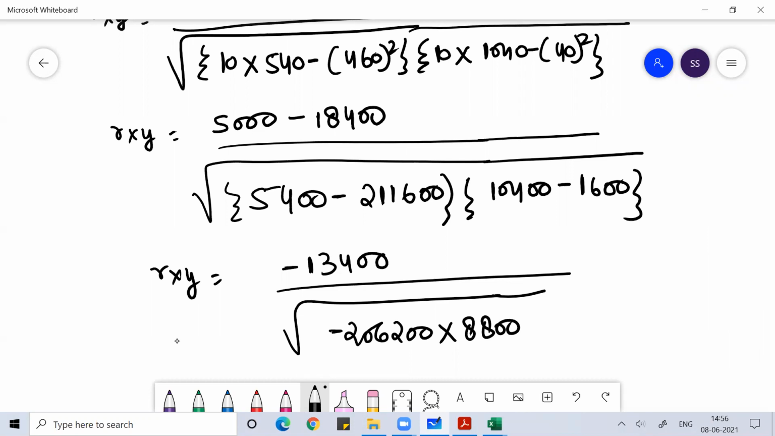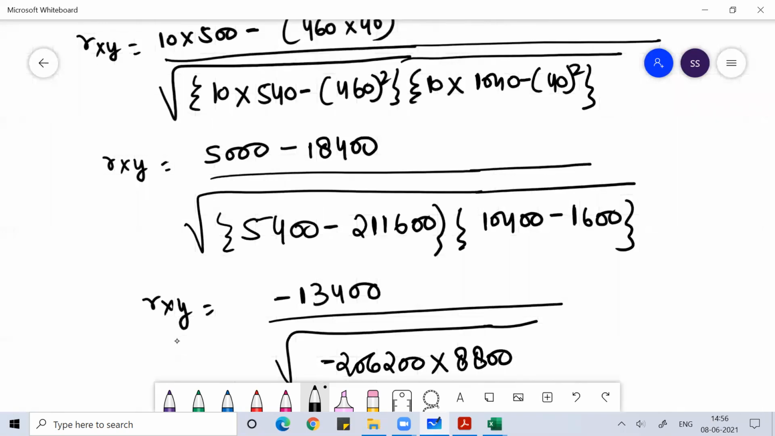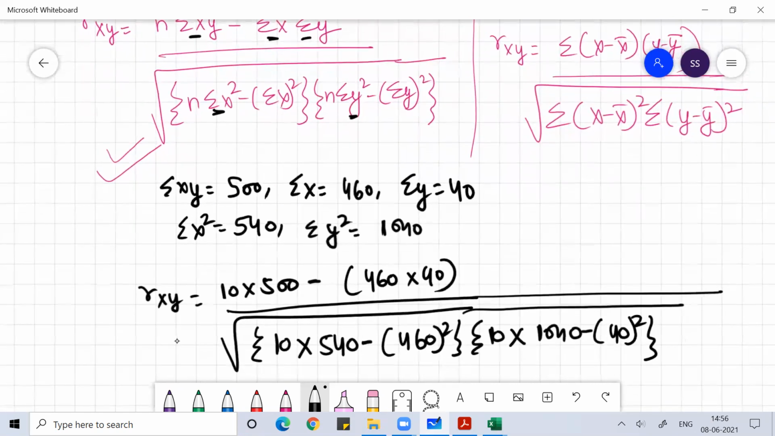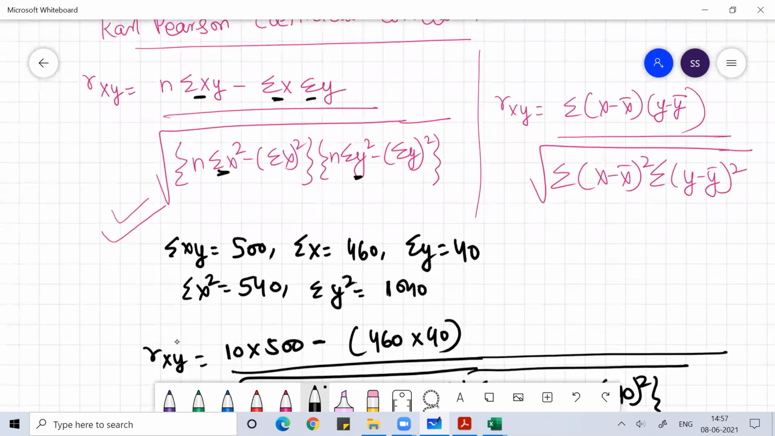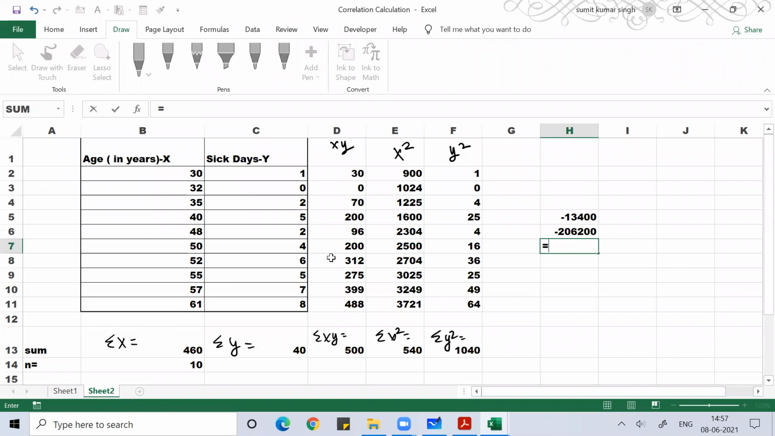Under root, I'm getting a negative value. If you get a negative value under root, then you enter a world of irrational numbers. This is the formula, no? N summation of xy, summation of xy. Some calculation mistake is there. One minute.